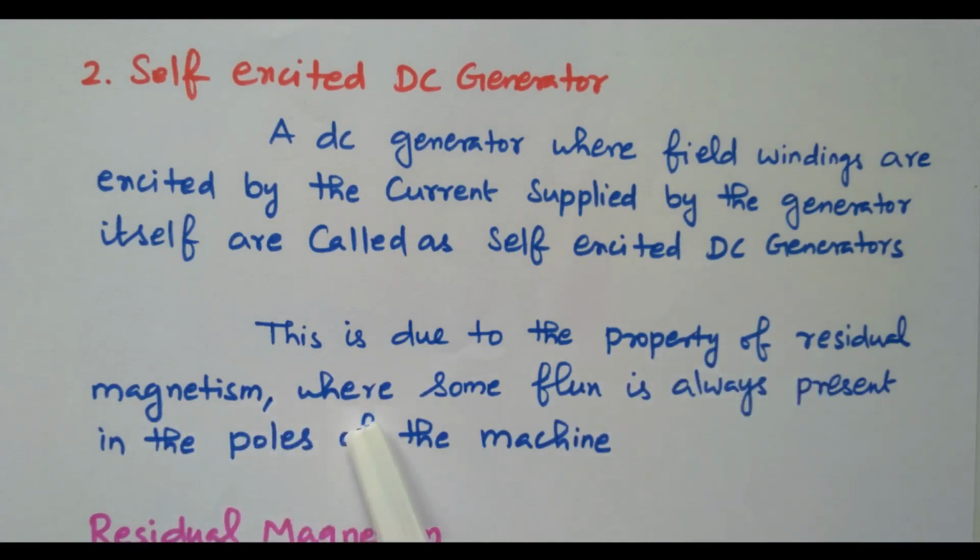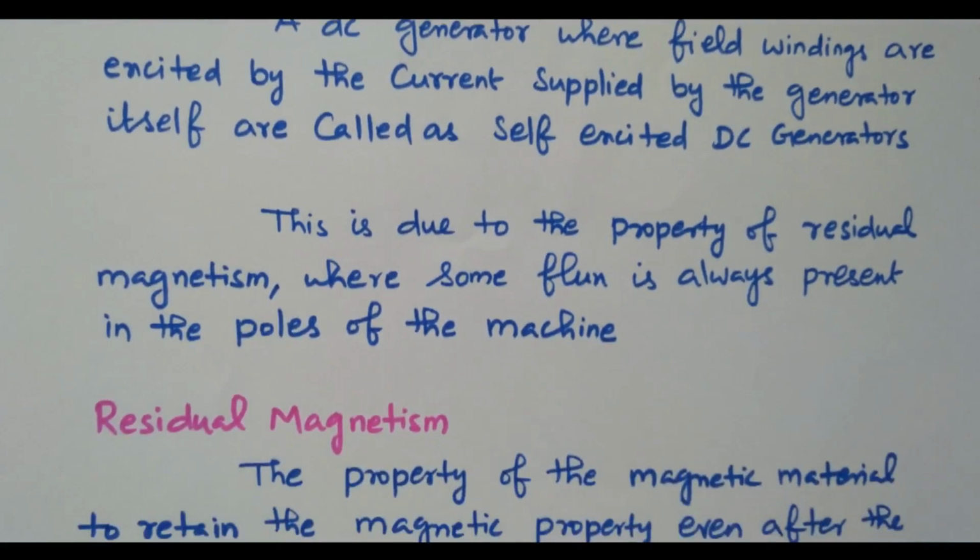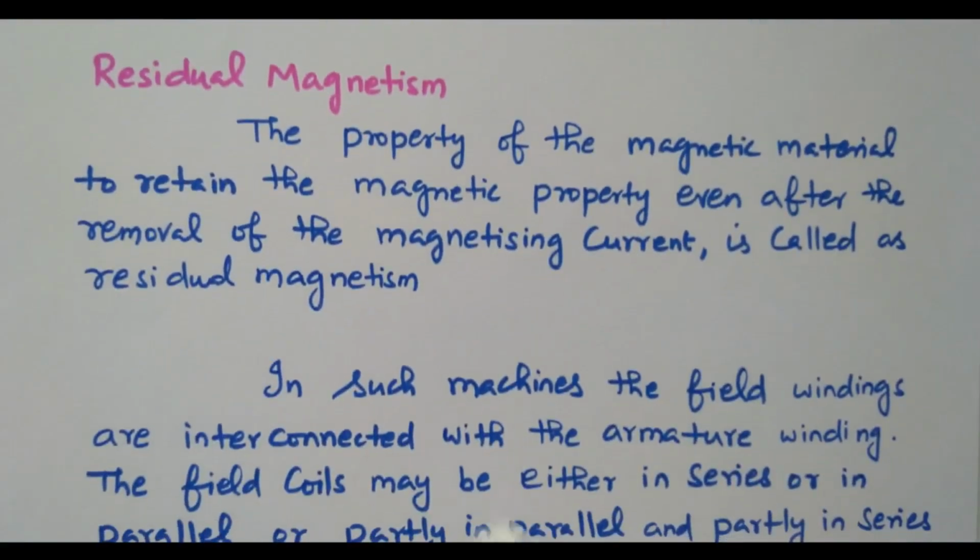What is residual magnetism? Some flux is always present in the poles of the machine. Even after the removal of the supply, some of the flux will always be available in the winding. That is called residual magnetism. Now we will see the residual magnetism in detail. The property of a magnetic material to retain its magnetic property even after the removal of the magnetizing current is called residual magnetism, right? So after removing the supply, some flux and some magnetic force remain available.